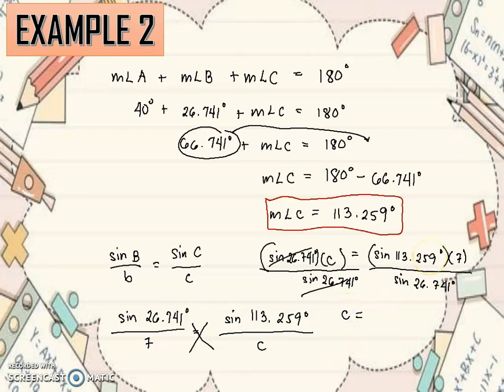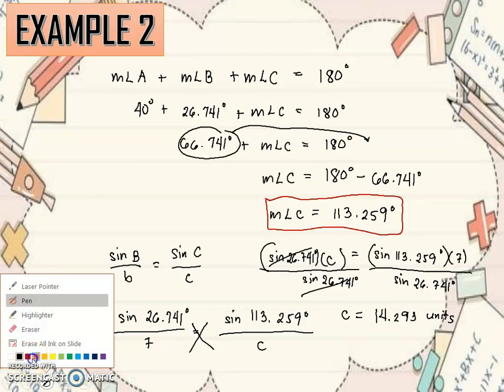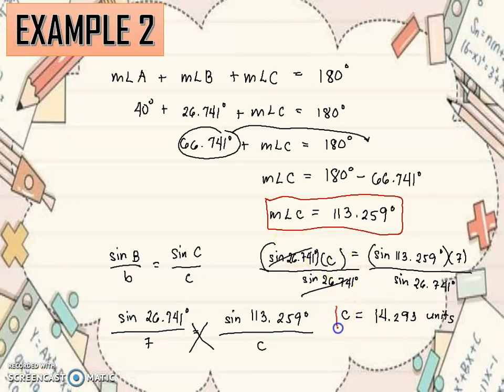Then you calculate, class. Sine 113.259 degrees times 7 divided by sine 26.741. And the answer there is 14.293 units. And that is now the final answer. So, box your final answer, class. So, we already solved the 3 missing parts of this triangle.